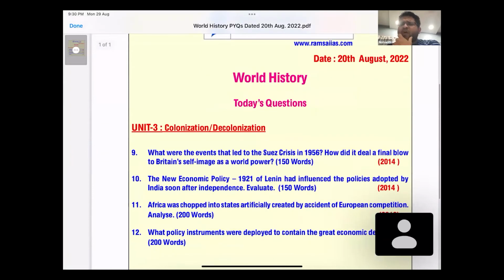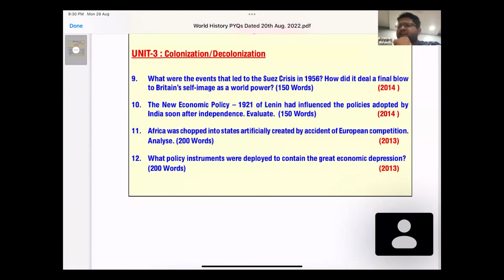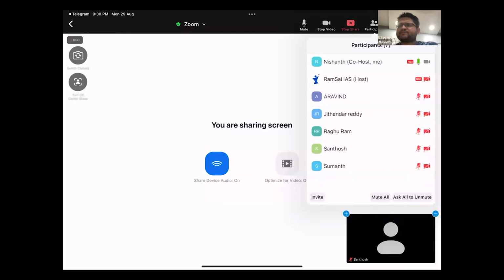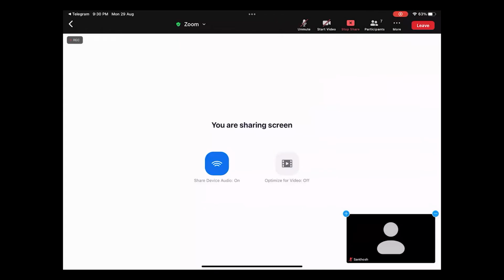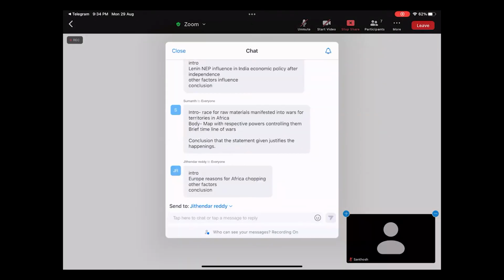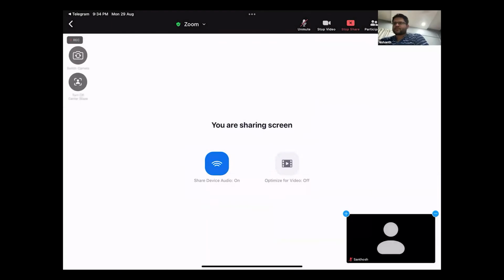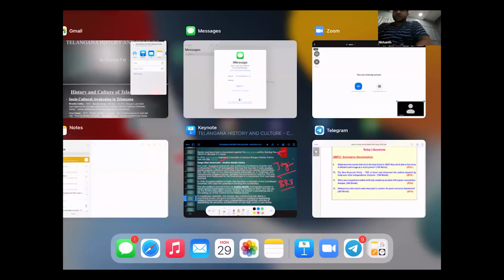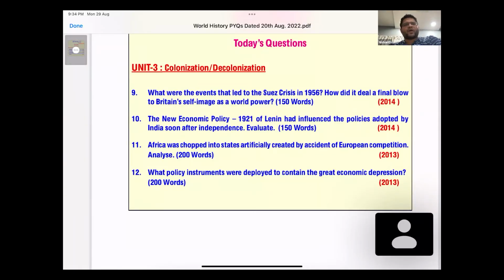See the third question. Africa was chopped into states artificially created by accident of European competition. Analyze. Give the framework. So basically, Africa, as the question says, was chopped into various states artificially by accident of European competition.